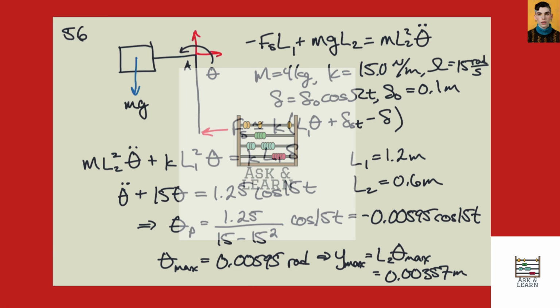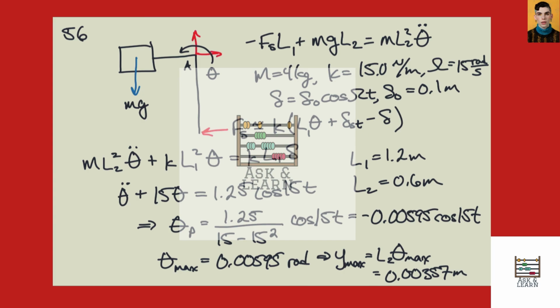So we just take the magnitude of this, because eventually this is going to be a minus 1. And I said this was meters. This should be radians. And so the amplitude is 0.00595 radians. And they actually wanted the amplitude of the motion of the block.